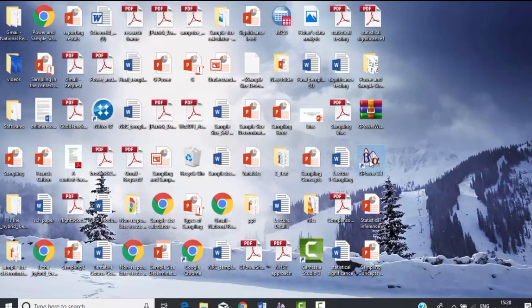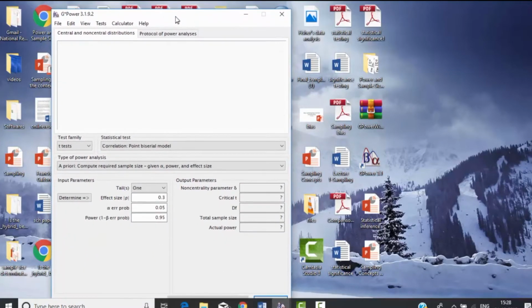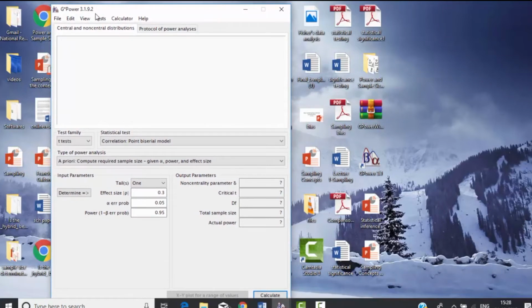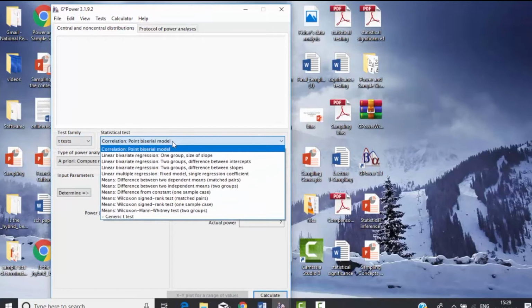When you click on the icon, you will see the G power 3.1.9.2 coming over here. If you look at the entire space, you will see here the test families. Here you have exact test, F test, T test, chi-square test, and Z test. For example, if I click on the t-test, you have large number of available models.